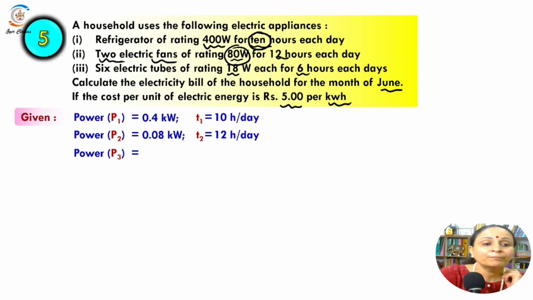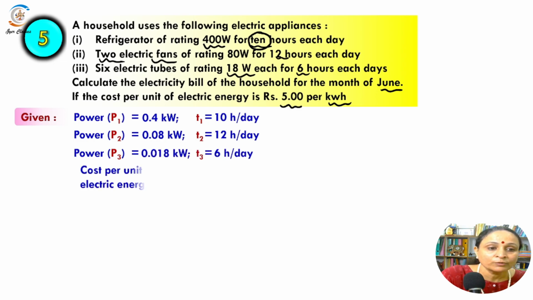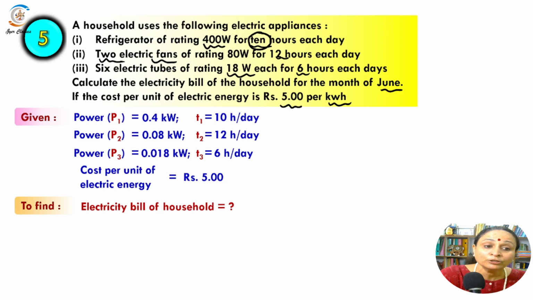And the power P3, which is of the tubes, is 18 watts for each, and 6 hours for each day. So time is 6 hours each day. Now let's calculate the cost of electrical energy. It is rupees 5 per unit. So what are we supposed to find out? The electrical bill of the household.